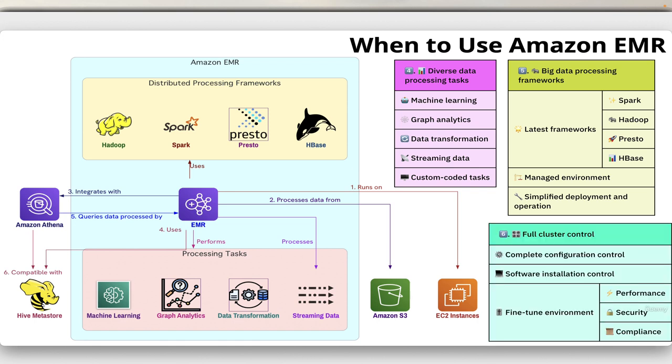Amazon EMR gives you complete control over the configuration of your clusters and the software installed on them. This level of control allows you to fine-tune your environment to meet specific performance, security, or compliance requirements.